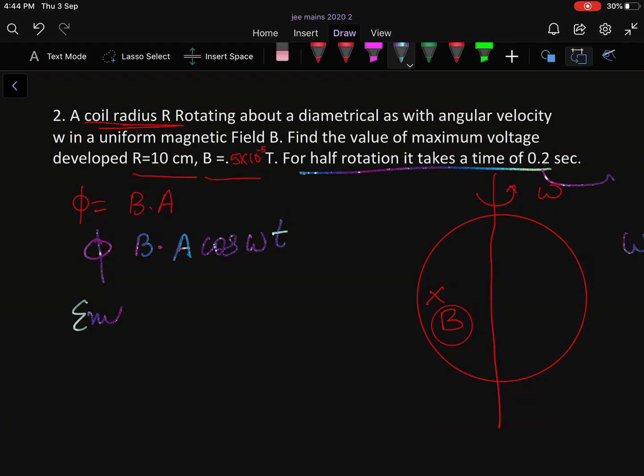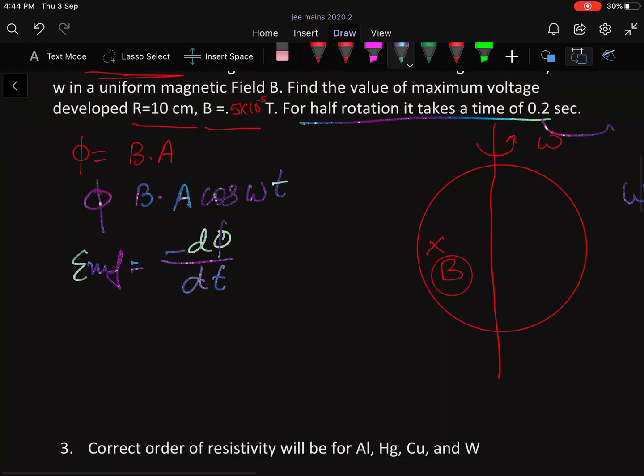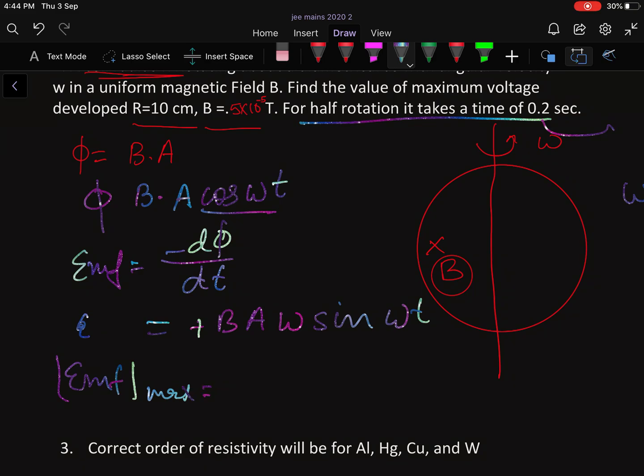Now we know that EMF equals minus d phi by dt. We just have to find the value, so don't worry about the minus sign. EMF will become minus BA times the differentiation of cos omega t, which is omega sine omega t, and with the minus sign that becomes plus. So EMF maximum will be BA omega, as you know that sine omega t has a maximum value of 1.